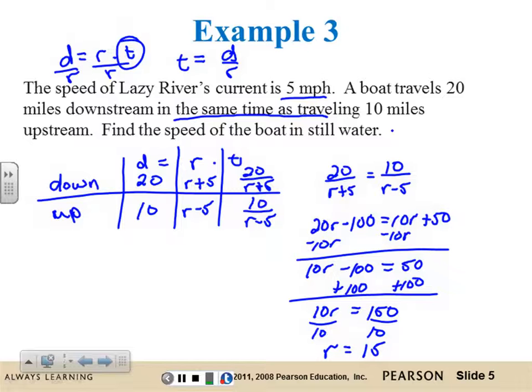And so my rate is going to be 15 miles per hour. So that is the speed of the boat in still water. Now we're talking about minus the current, so you have 15 miles per hour. So that should make sense though, because going downstream, I'm going 20 miles an hour. Going upstream, I'm going 10 miles an hour. And so if I subtract the current here, that's going to give me the 15 miles per hour.